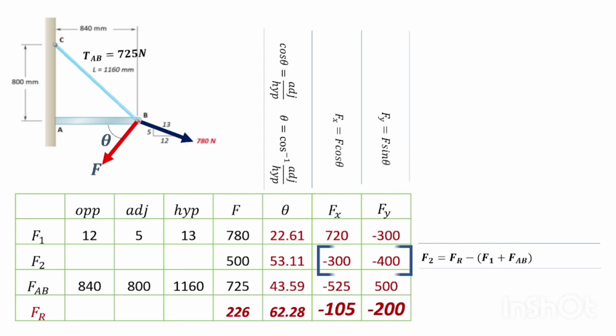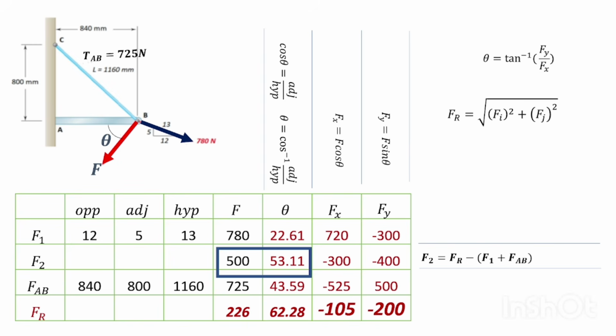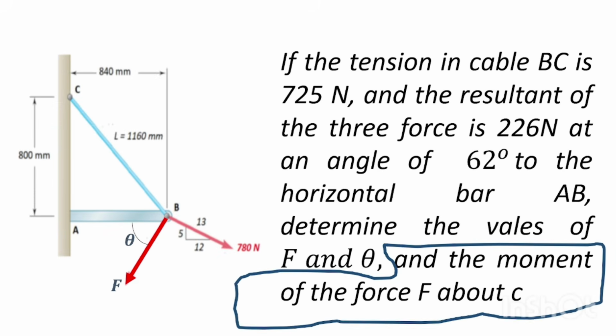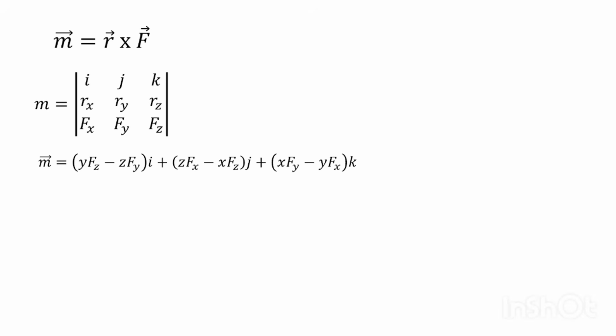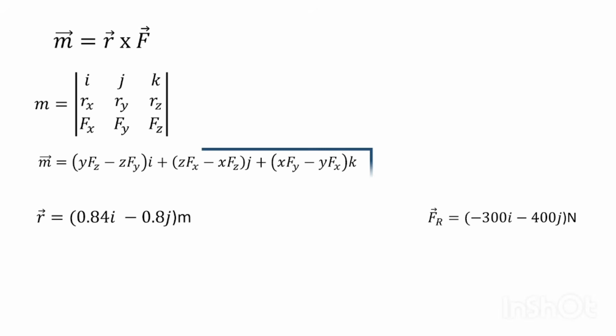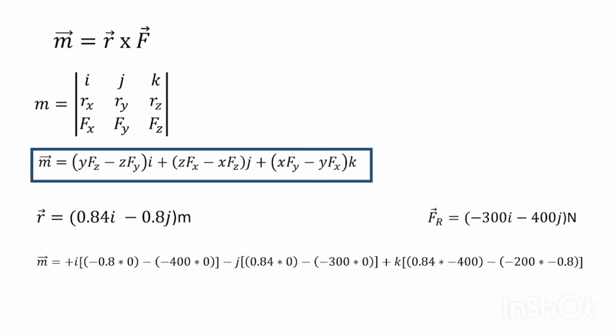Once you get this, you can easily find our Fx component for F2, that's the F that we're looking for, and our Fy component for the force we are looking for. And once this is done, you can easily use these two formulas to get your angle and your resultant. And that would have solved this problem. After that, the next thing is to calculate your moment, which is easy and straightforward. It's just to apply your formula, and once you know what you have and what you're looking for, you apply it to the formula and you can easily get your moment to be 576 newton meters.